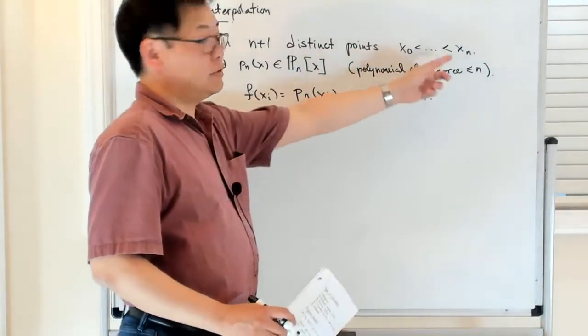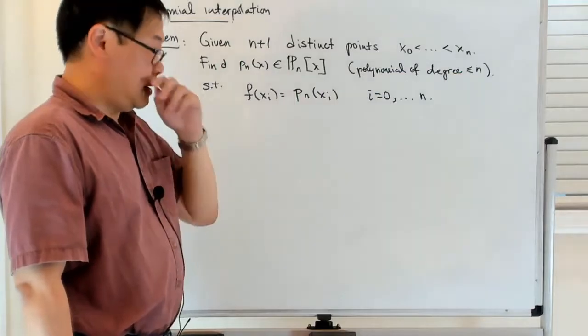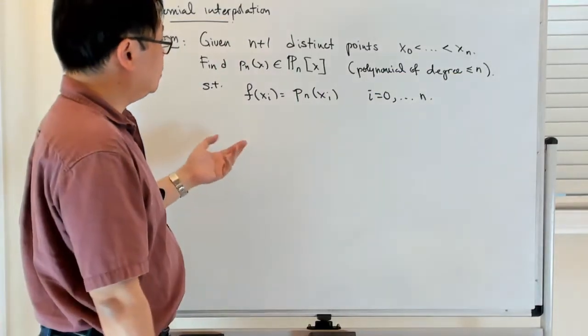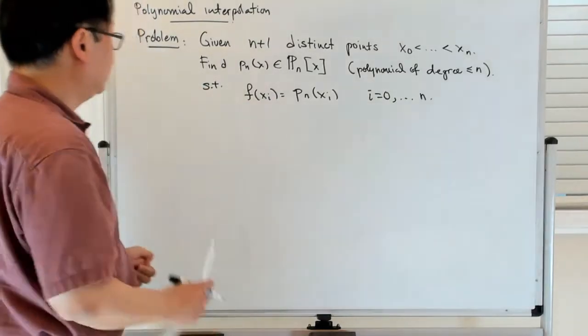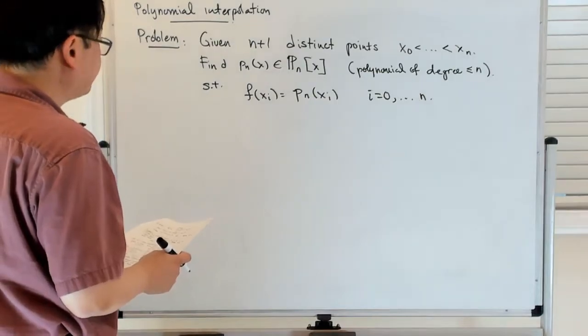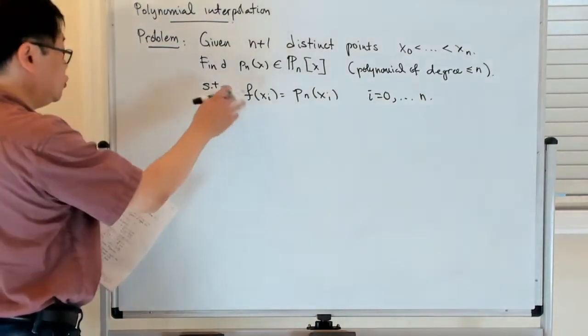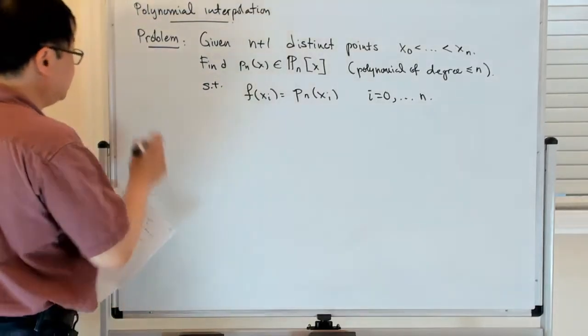You have n plus 1 points. A polynomial of degree less than or equal to n has n plus 1 coefficients. So you have basically n plus 1 constraints and n plus 1 unknowns. So at least in principle, it's a potentially solvable situation. Let's try to use the interpolation condition to derive one of these interpolating polynomials.